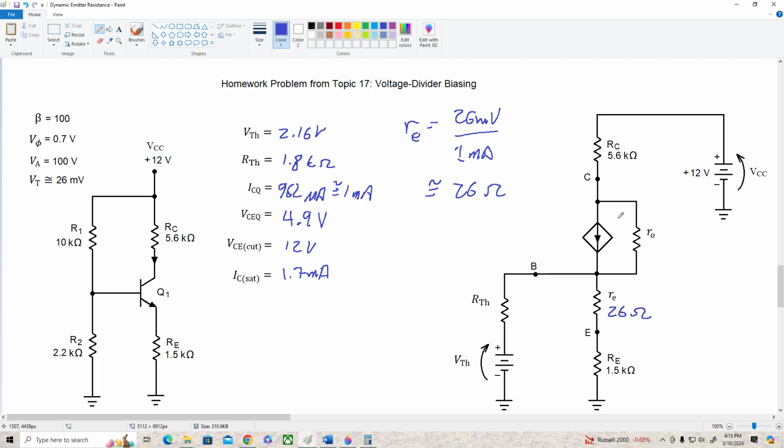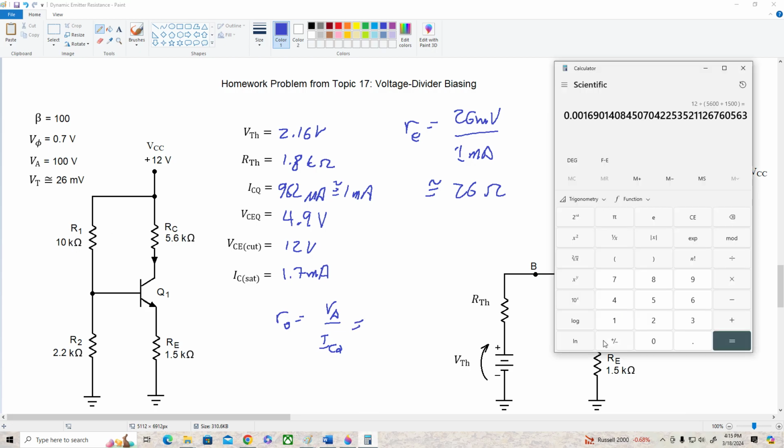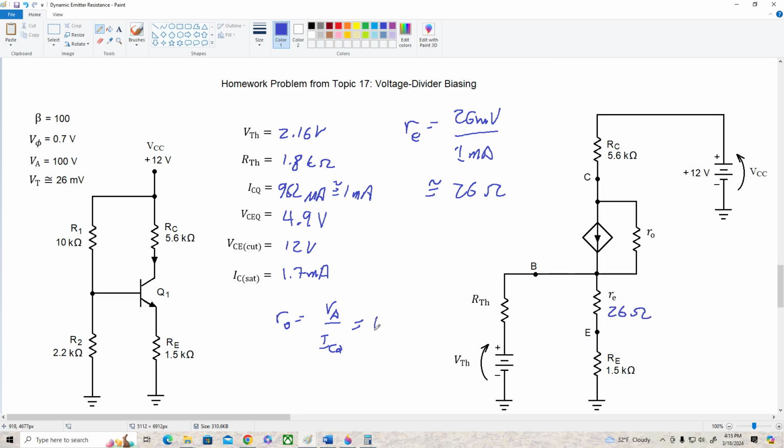Our effective output resistance, or resistance of that current source, little RO, is V sub A over ICQ, and that is going to be 100 divided by 1 milliamp, which is 10 to the minus 3, is 100 k ohms. That makes sense, 100 k ohms. So there we are, 100 k ohms. And there's our small signal model for this transistor. We could fill in the rest of these values based on VTH, RTH, and so on.